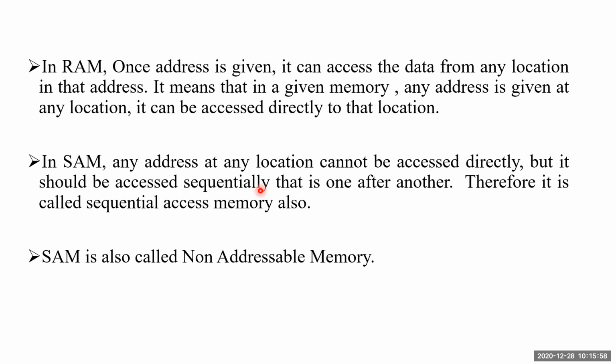Because it is happening sequentially, or serially one after another, we call this serial access memory also sequential access memory. SAM is called non-addressable memory. Why? In the RAM, you can address any point location or any data at any location in a memory. But when it comes to the SAM, you cannot address data directly from a particular location. If you want a particular data situated at one particular location, you cannot fetch it directly. So that's the reason we call it a non-addressable memory.